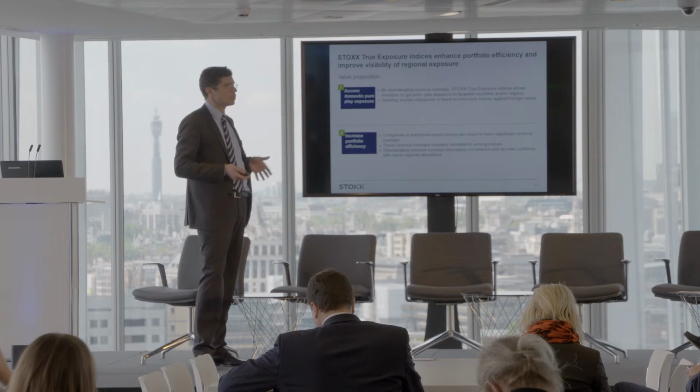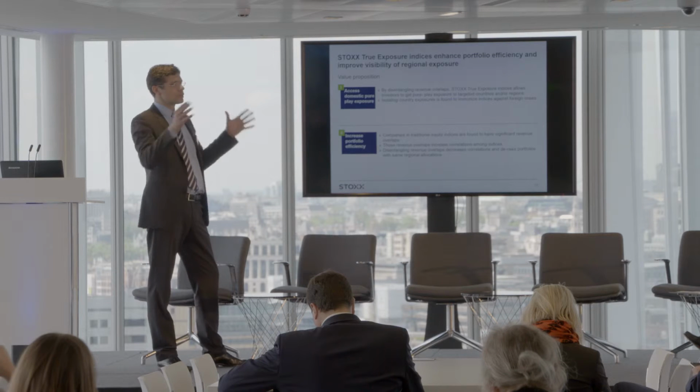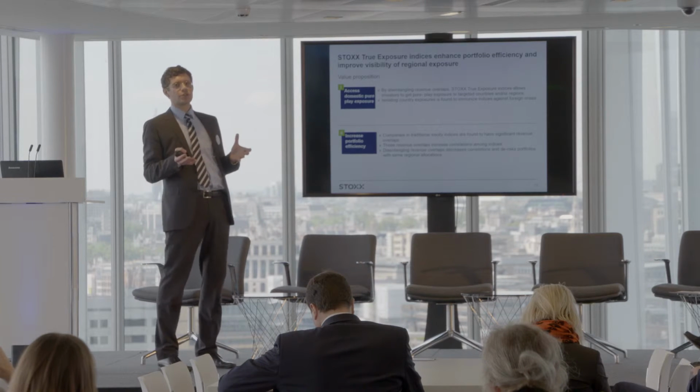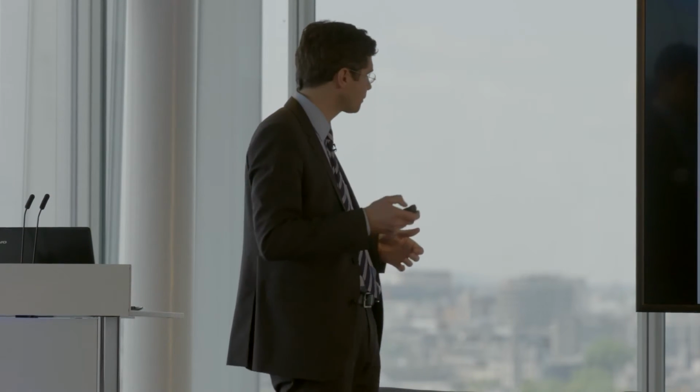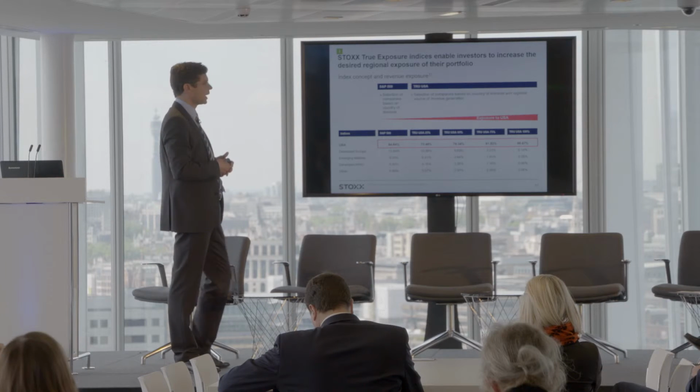The second value proposition, and I will show you an example later, focuses on the combination of STOXX True indices, of various different disjunct indices in a portfolio context. When we combine those indices, we find that the overall portfolio is much more efficient as compared to a combination of just standard regional benchmarks. Let me start with an example here for the case of the United States.